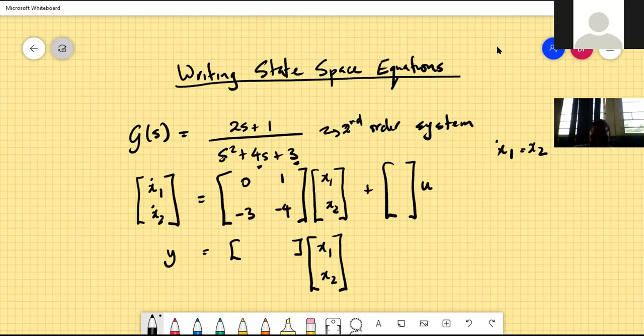If we were multiplying these out, this would be -3x1 - 4x2. x2 represents the derivative of x1. So the first derivative always goes with my x2, and the one that has no derivative always goes with my x1. That is how I remember it.